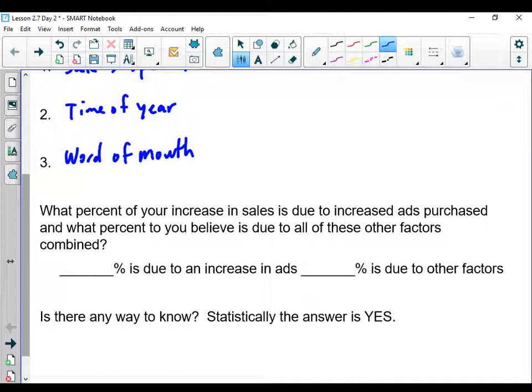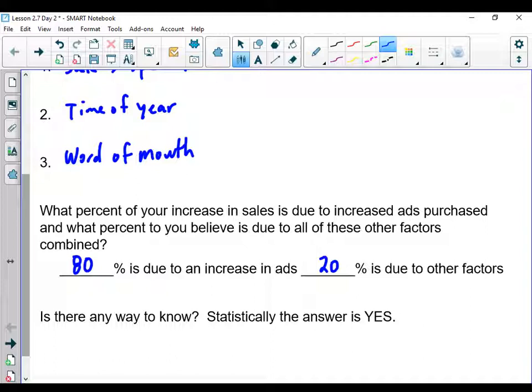Well, whatever percentages you came up with, like I said, there's really no right or wrong answer. The biggest thing is whatever you chose. Maybe you decided 80% were due to the ads. We had to make sure we add up to 100, so 20% would be due to those other factors. But again, it was kind of a guess. It was kind of a shot in the dark.